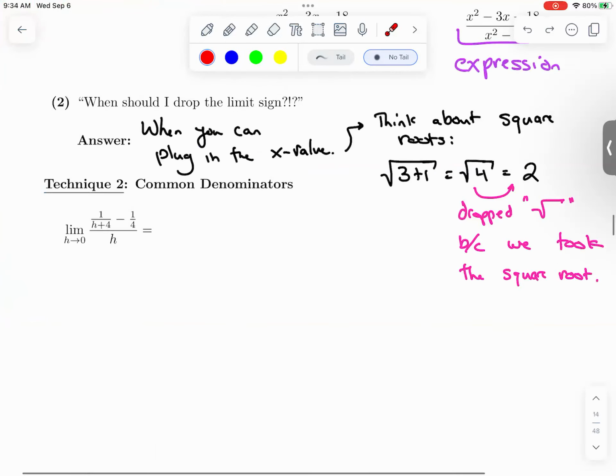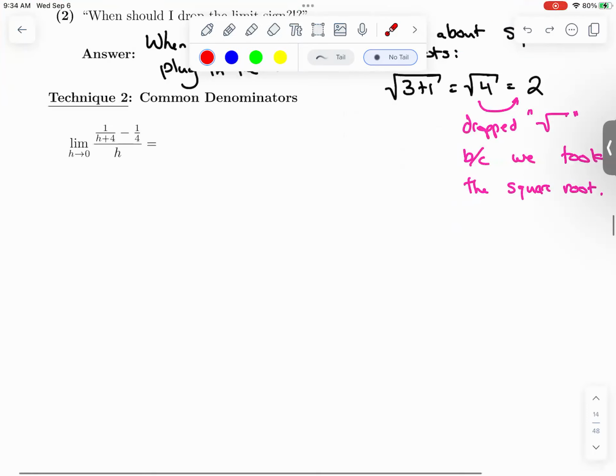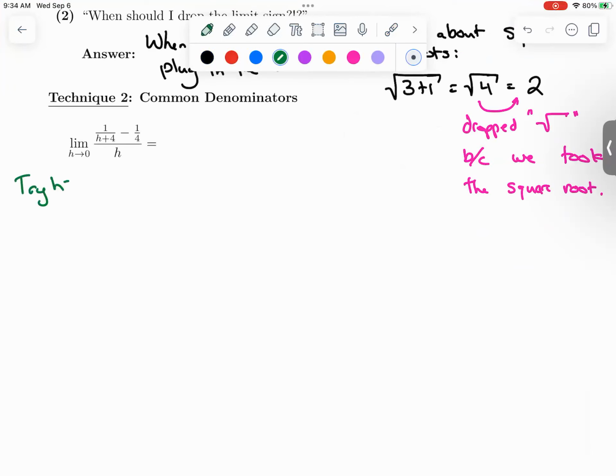All right. Another way would be finding common denominators. So the limit as h approaches 0 of (1/(h+4) - 1/4) over h. First thing we should always try to do is plug in the value. So try h equals 0. But if you do that, you're going to get 0 over 0, because you get 1/4 minus 1/4 in the numerator. That's 0, and then 0 in the denominator. 0 over 0. That's an oh no.